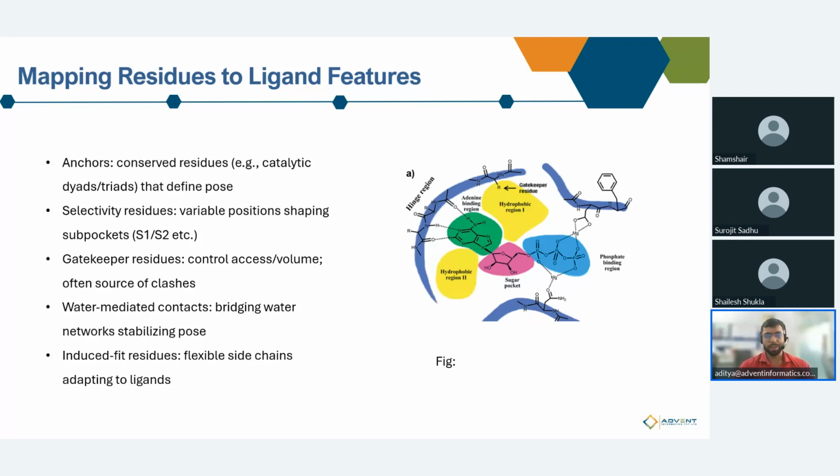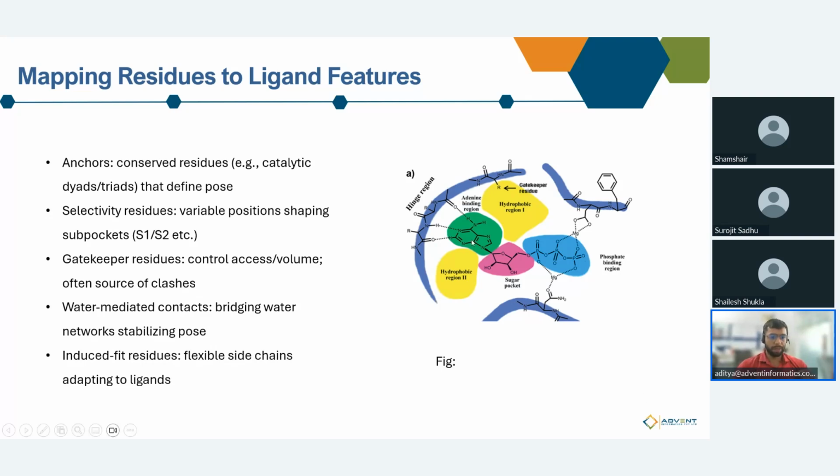Gatekeeper residues are generally those residues which are in the entry site of your binding pocket, right? So by being there, they can control the access of your small molecule into the pocket. Also, by their movement, they are dynamic, so they can modulate the volume of your pocket. And often they are the reason for the clashes.